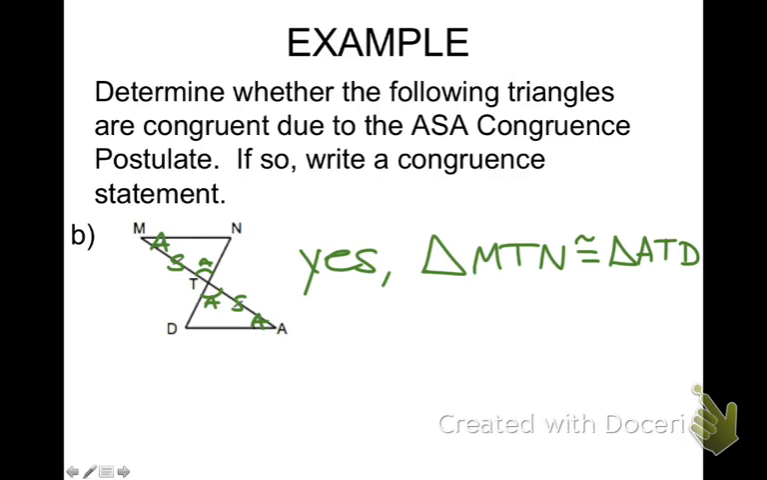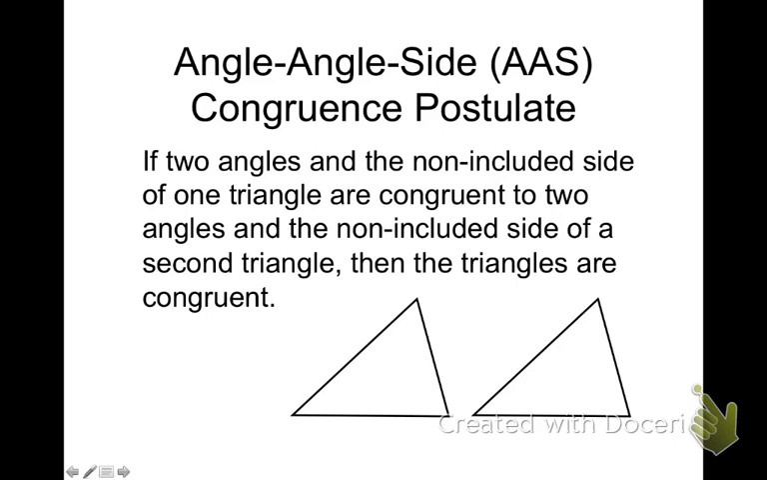So when we're doing our proofs for angle, side, angle, you need to have two congruent angles, one congruent side. Now the difference between the two is here we need it to have an included angle. For angle, side, angle, or sorry, angle, angle, side, it does not. So fill in the blanks here. If two angles and the non-included side of one triangle are congruent to two angles and the non-included side of a second triangle, then the triangles are congruent.